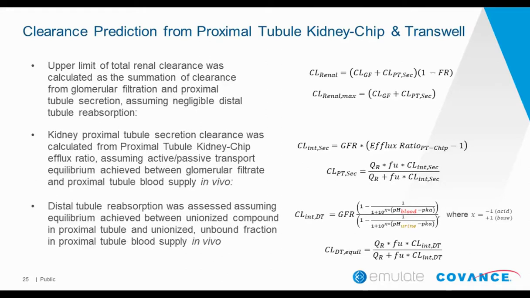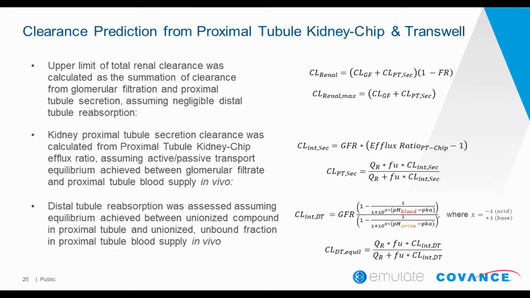So the upper limit in terms of the modeling experiments was calculated as the summation of the clearance from the glomerular filtration, as well as the proximal tubule secretion, assuming negligible distal tubular reabsorption. Because as we think about the totality of renal clearance, it is a combination of all of those systems.